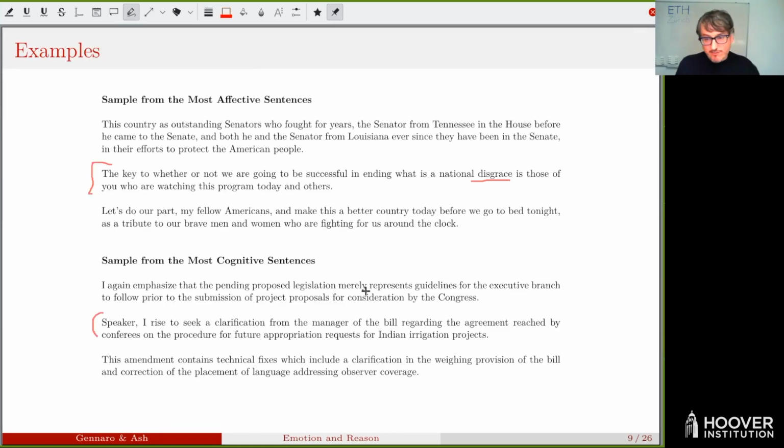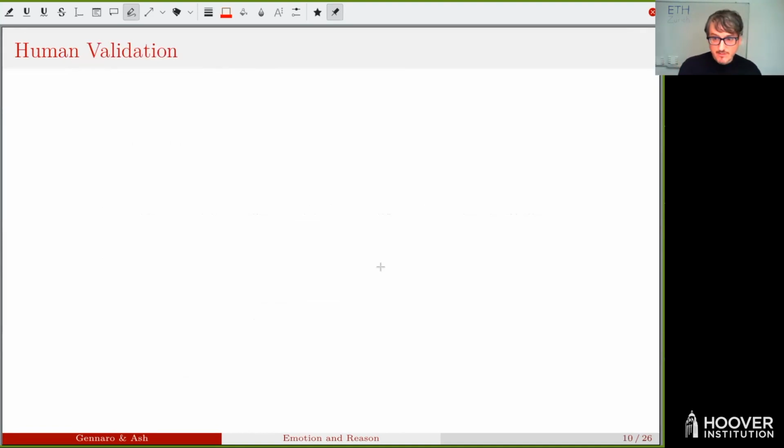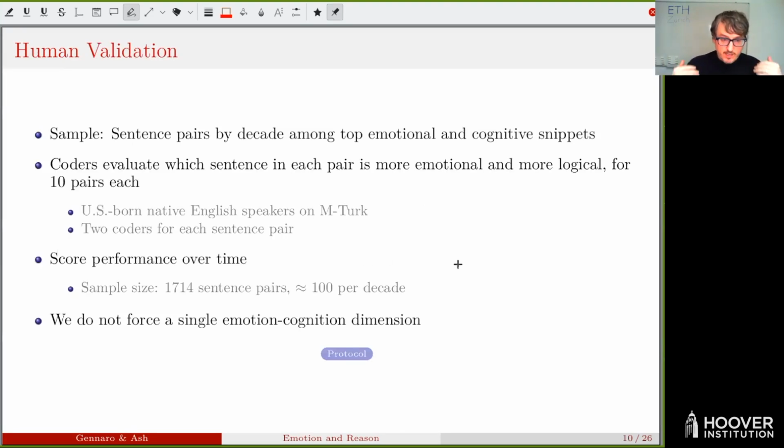But you don't have to take our word for it in terms of just seeing some examples. We also did an extensive human validation where we constructed a big data set of sentence pairs of emotional sentences and cognitive sentences. And we had coders on a crowdsourcing platform annotate which sentence is more emotional, which sentence is more logical. And then we scored the performance of our emotionality metric based on these annotations.